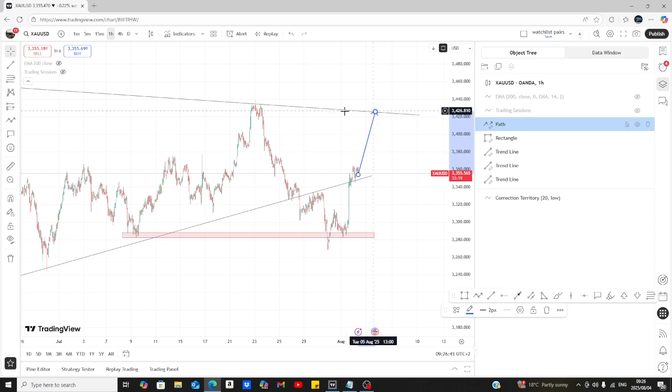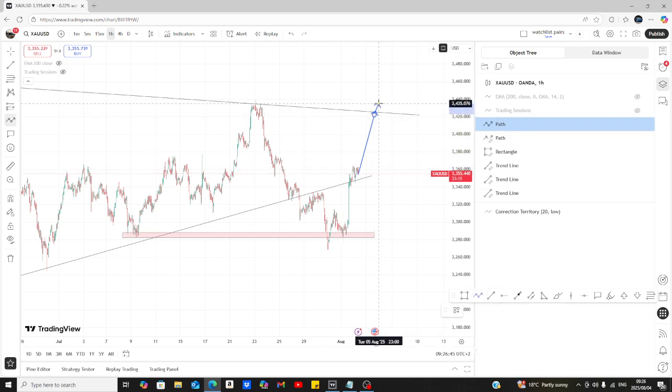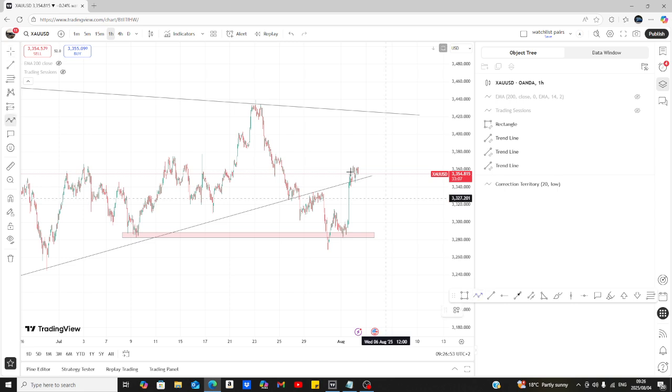From here, where it takes us we won't know, but we could expect two things. We could expect price to break out and retest the all-time highs, or we can expect price to just continue to conform to this wedge formation.